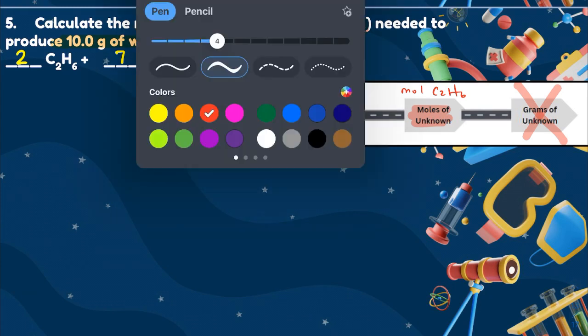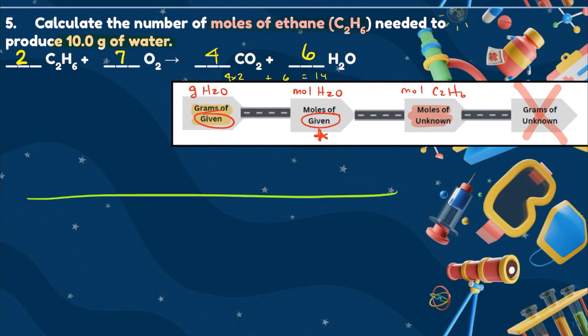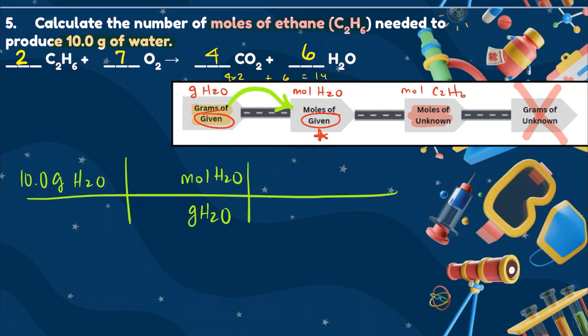All right, so we are ready to go with our setup and conversion. I'm going to put my starting given, 10 grams of H2O, in my starting spot. I bring down grams of H2O. And what comes next in my molar roadmap? It is moles of H2O. Moles of H2O comes down because I'm not done yet. And where's next on our molar roadmap? It is moles of C2H6. That is where we want to stop. We don't want to go any further than that. So you're done. Don't go any further.